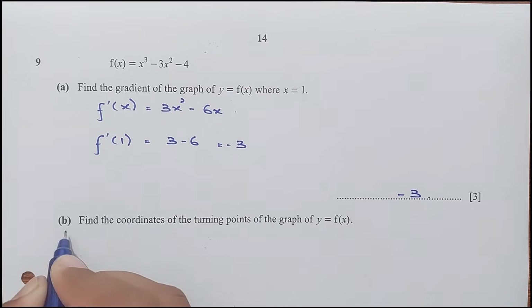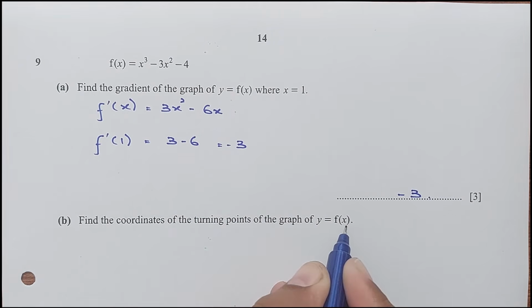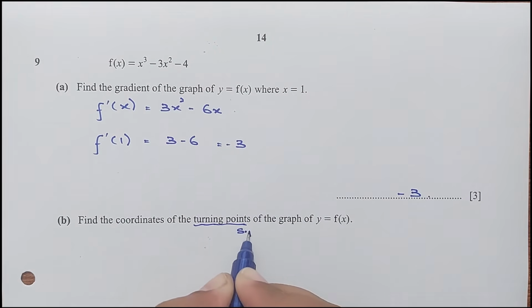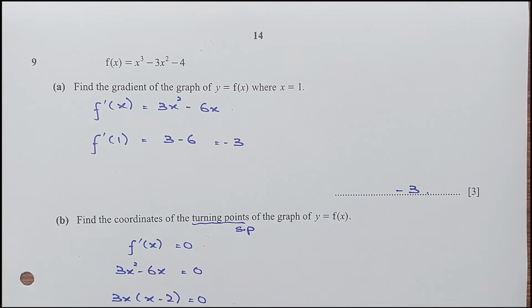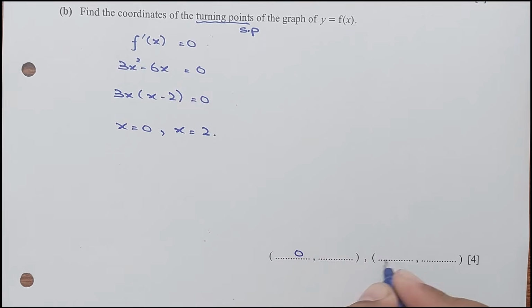Right. Now for part B, find the coordinates of the turning points of the graph of y equals f of x. Turning points are basically the stationary points, and we can get the turning points by putting f prime of x equal to 0. So this is 3x square minus 6x should be 0. So taking 3x common, we are left with x minus 2 equals 0. So x equals 0 and x equals 2. So these are the two x coordinates, right? So we have 0 and 2.